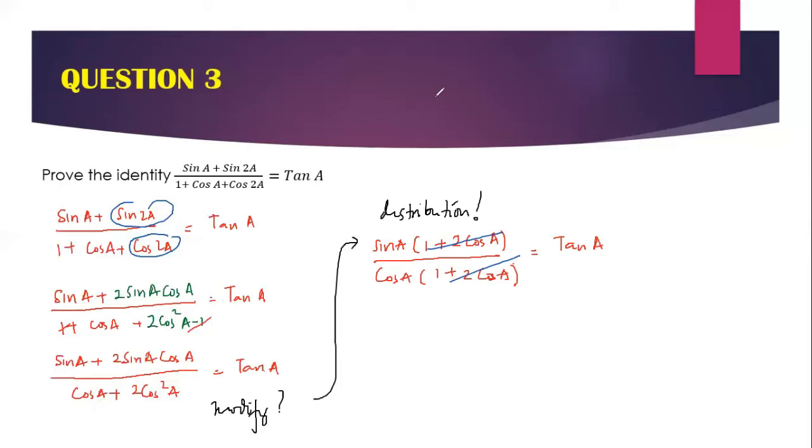Proven, right? So sine A over cosine A equals tangent A. So tangent A equals tangent A. So proven. Finish.